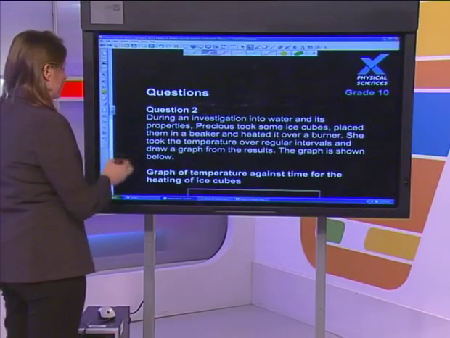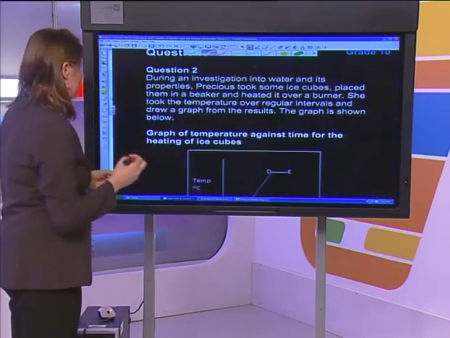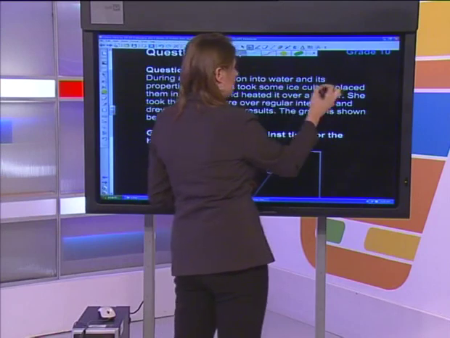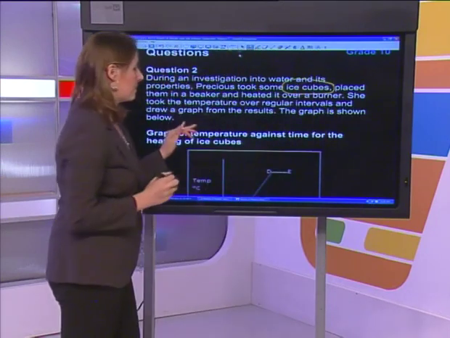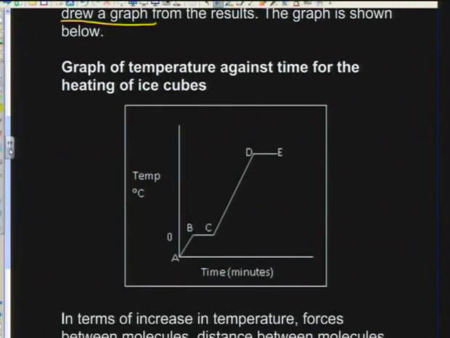If I turn to question 2, this would be what a graph would look like based on the practical we've just been investigating. During an investigation into water and its properties, Precious took some ice cubes. So she started with ice cubes, placed them in a beaker and heated them over a burner. She then took the temperature over regular intervals and drew a graph from these results. The graph is shown below. So let's have a look at what this graph is telling us. We've got a temperature going from A to B. Temperature is on the y-axis, and time is on the x-axis.